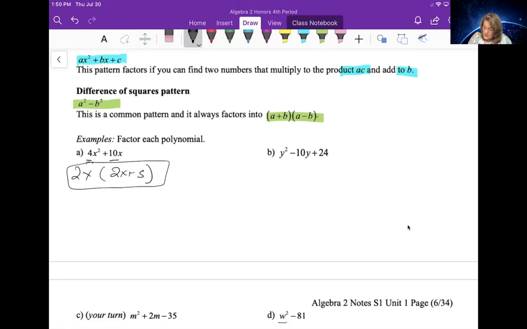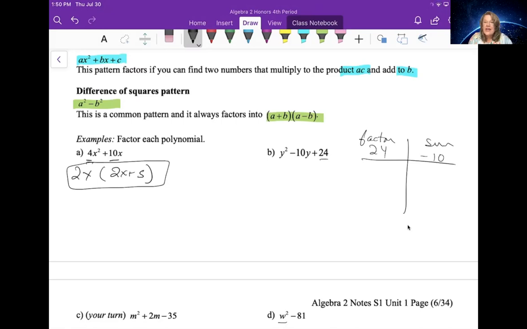Now, B, this is in the pattern of x squared plus bx plus c, so I need to find factors of 24. I need to find two numbers that are factors of 24 that sum to what value? Negative 10. So notice that the fact that 24 is positive, 10 is negative.